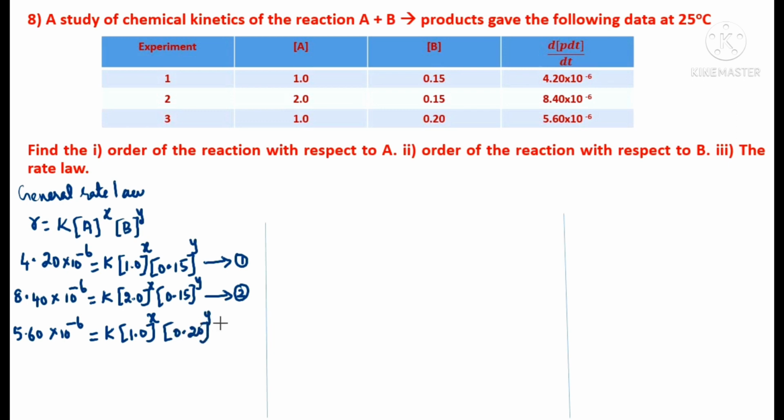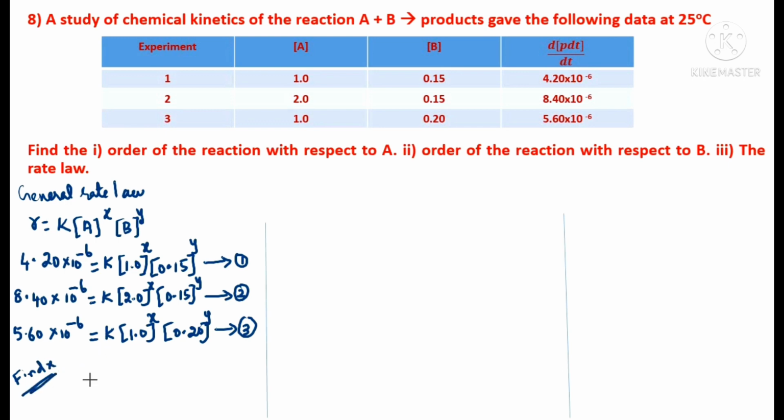0.20 power Y. So this is equation number 3. First we should find out the value of X and Y. If so, it is possible to find out the order of the reaction with respect to A and B. If you are able to find out X and Y, then we can find out the order of the reaction with respect to A and with respect to B. So for that I am going to divide. First I am going to find out X.